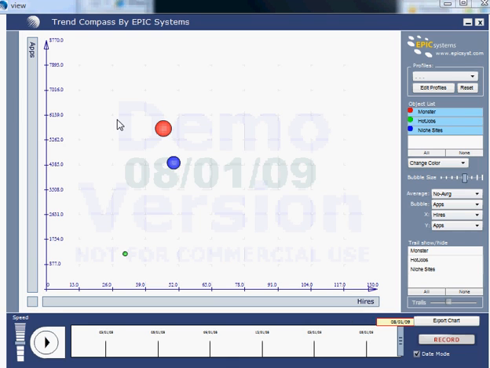Hi, this is Jeremy. I'm testing out this Trend Compass software by Epic Systems. This is software that does visual charting and is very similar to some of the charting work that was done by Hans Rosling. In fact, what you're going to see here was inspired by his work from a few years ago. I want to try to do this with an HR data set.